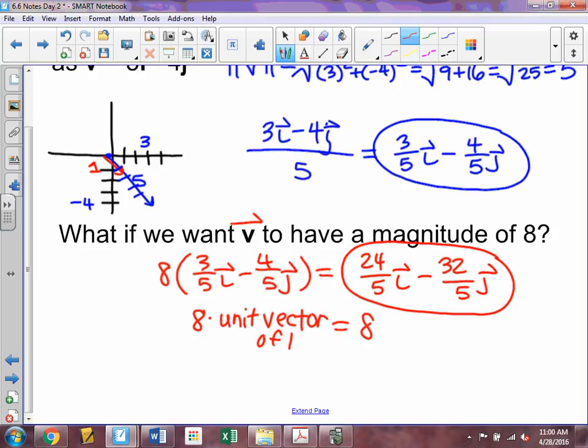You're seeing that. Could I check the magnitude of this new vector? Could I find the magnitude? And if I found it, what should it be? It had better be 8 for the final new one, right? That second one. Questions on that?